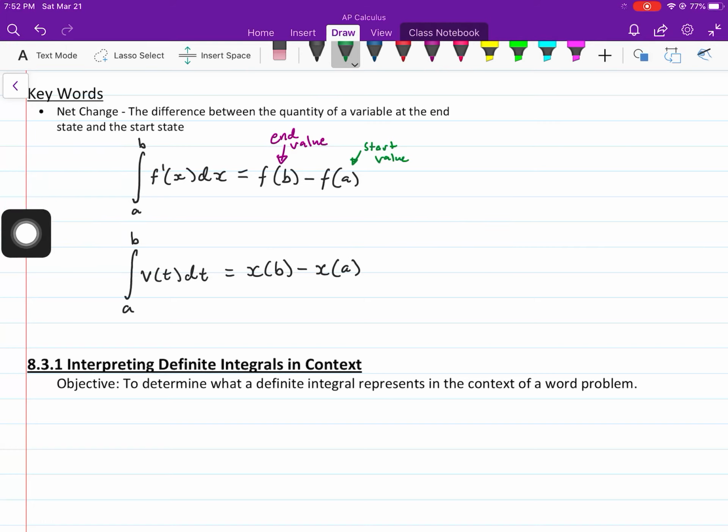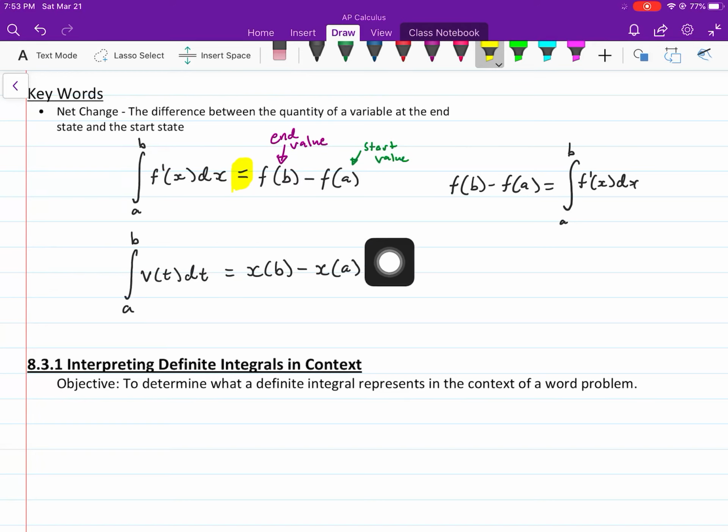So if they're asking for the net change, like that water example, what's the total amount of water that came out during that time, they're asking you for the integral. Integrate, find that answer, and there you go. If they're going to ask you for the end value or the start value, it's very similar. Let's just flip this around: f of b minus f of a equals the integral from a to b of f prime of x dx. All I did was use the property of equality to flip these around.